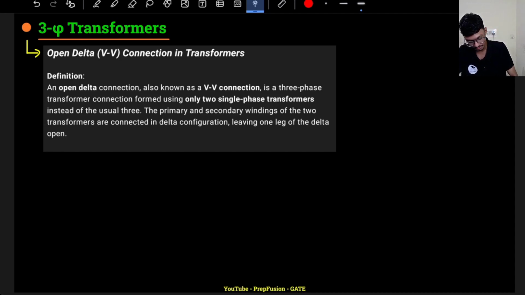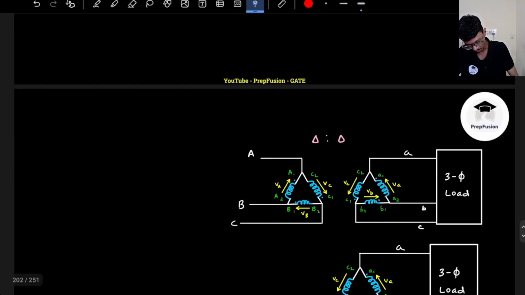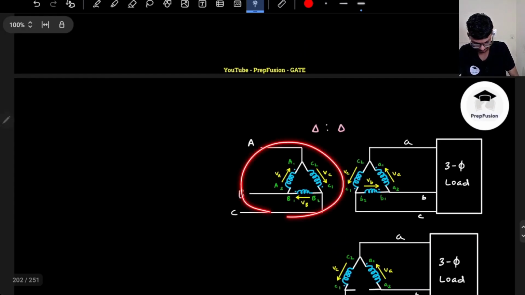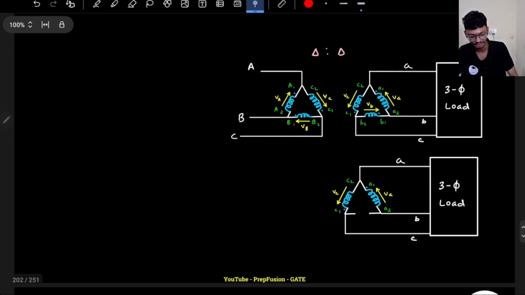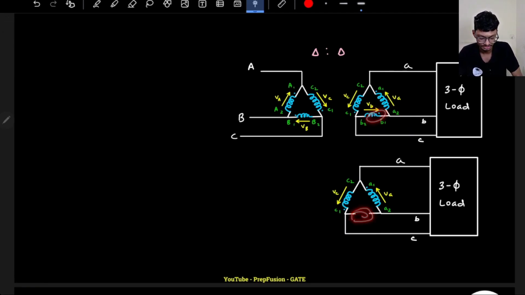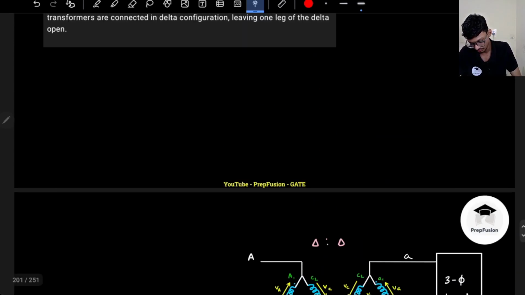Let's assume I have a delta to delta transformer, right? Here, this is a delta to delta transformer. Now what if one of the coils gets open circuited? If one of the coils gets open circuited, then what will happen? Basically, how much power will I be able to supply if the three phase load is still connected? That is what we wanted to know. Okay, so that is what is written over here.